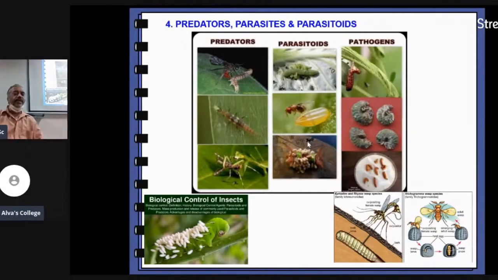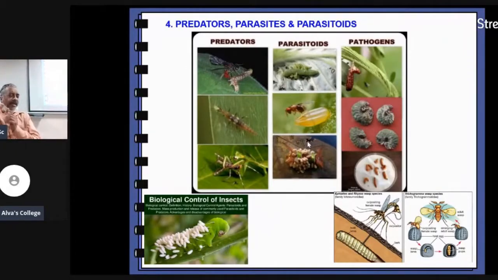So these are called predators. Now, what are parasites? Parasites are nothing but those insects which are smaller in nature and which stupefy, or make the insect inactive or anesthetize it, and lay their eggs, and the eggs develop inside the body of the host and the adults come out. Now, these are what are called parasitoids.